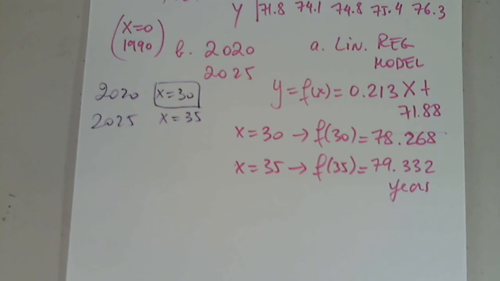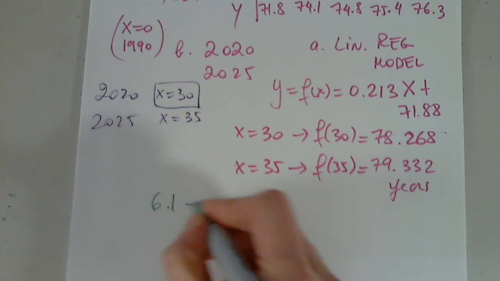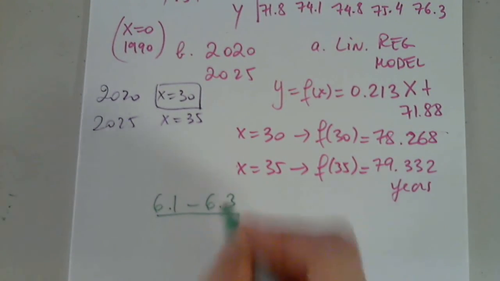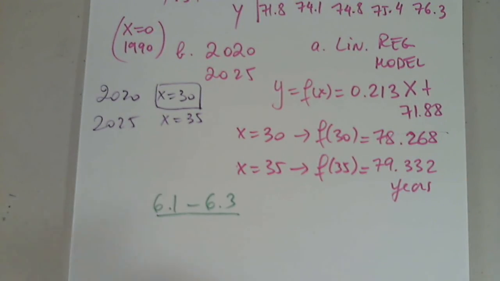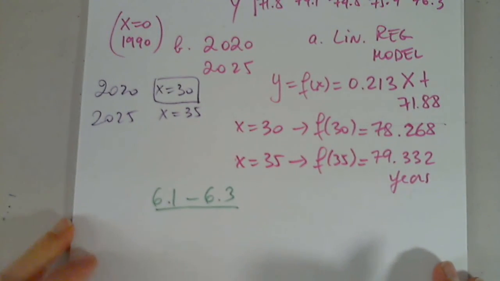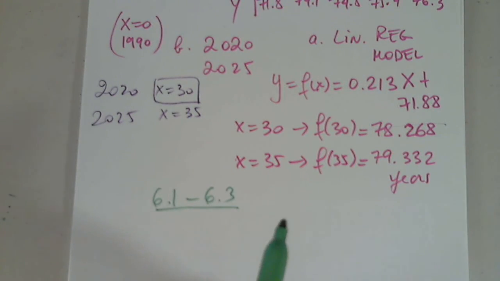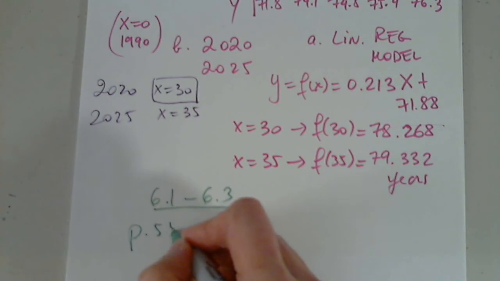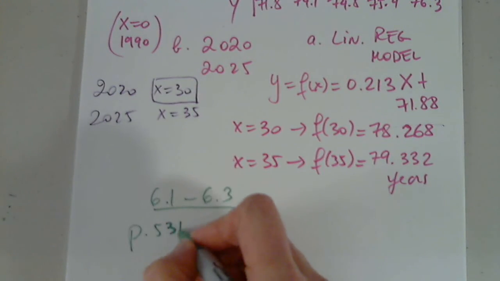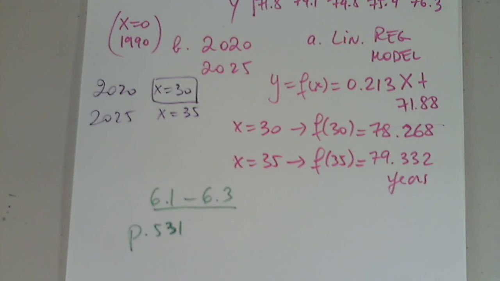Okay, so now we go back to section 6.1 through 6.3. Okay, so back to functions of two variables in this section. Page 531. And I would like us to start with evaluating. Very simple, of course.